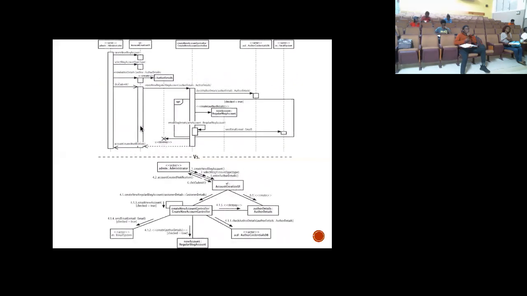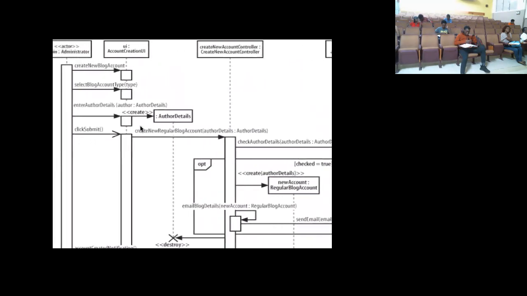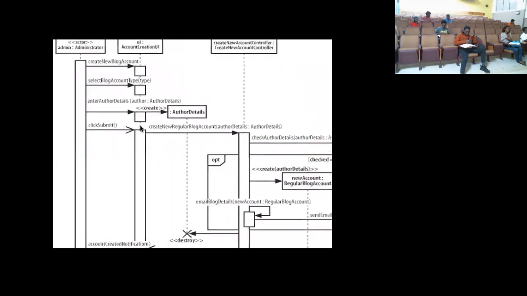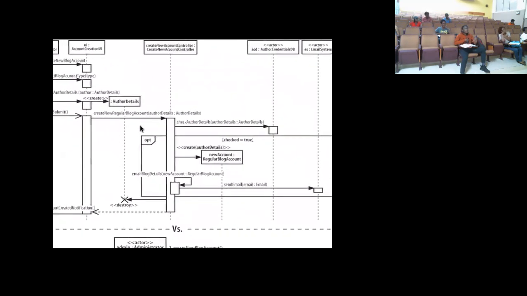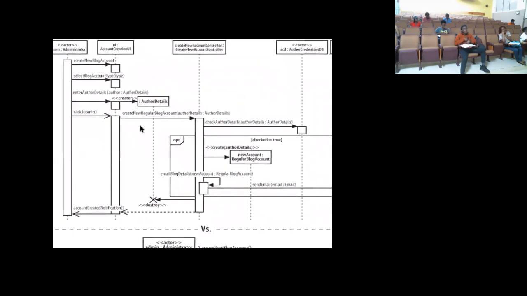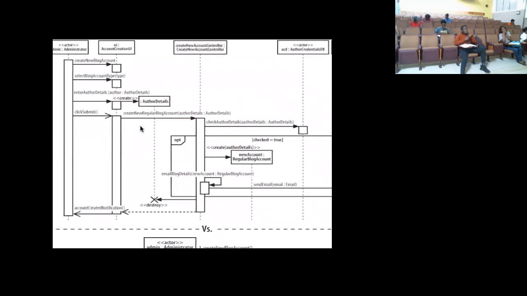You're familiar with this one. This is what we did last week in lecture. I'll just make it a little bigger. Everybody remembers this? So the actor was sending a create new blog account message to the user interface, and then select blog account type. And remember that we're actually at the end of this activation bar. We can imagine the return messages here.